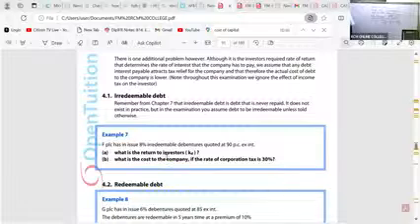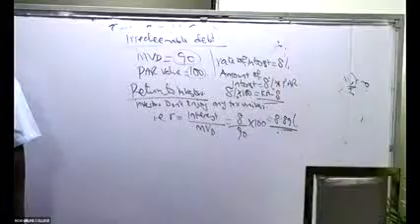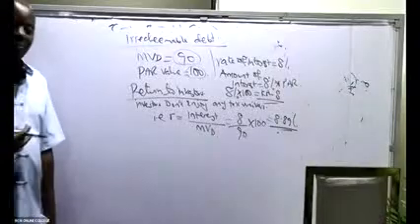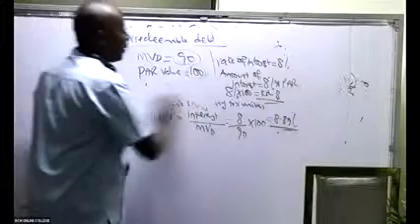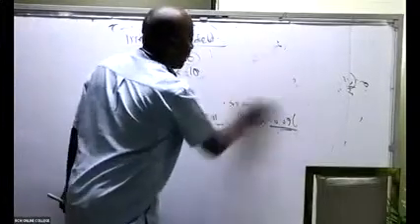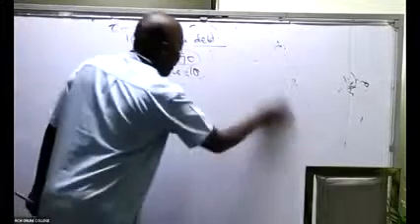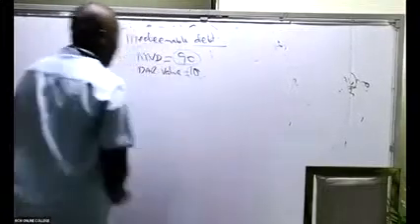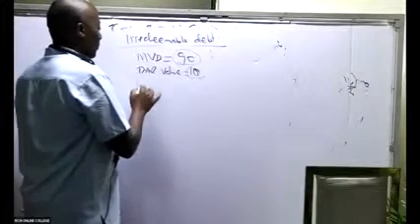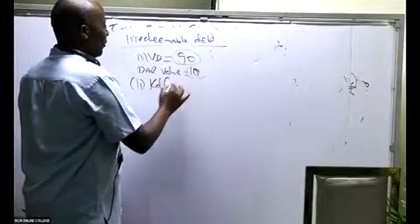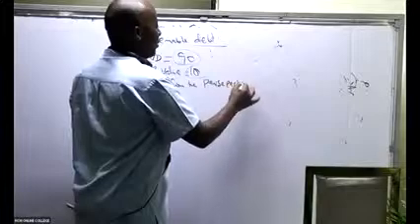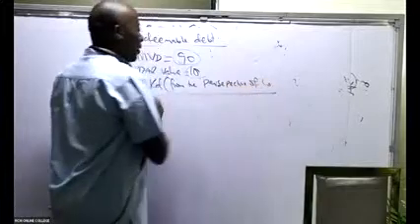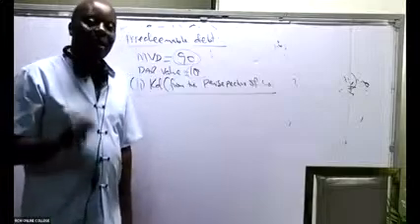And then number two, what is the cost to the company if the rate of corporation tax is 30%? Now they want us to give the KD from the perspective of the company. So now we are answering number two. KD from the perspective of the company. The company, of course, will get a tax waiver on the interest paid.